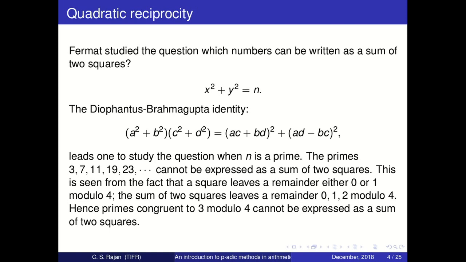So this is somewhat easy to see: the primes congruent to 3 modulo 4 cannot be. In fact, numbers n congruent to 3 modulo 4 cannot be written as a sum of two squares. This is general, but in particular for primes.